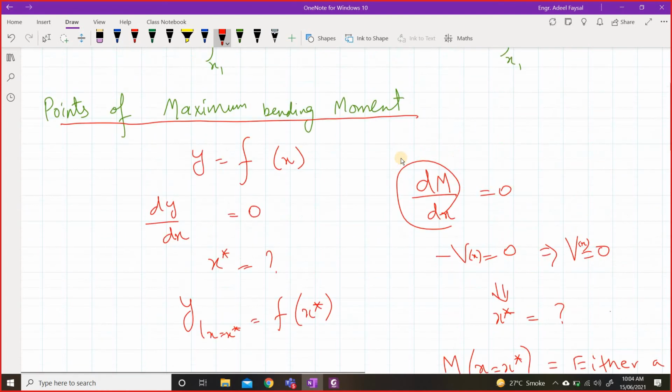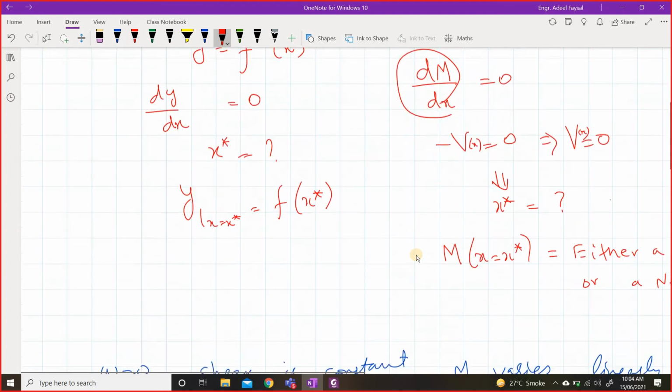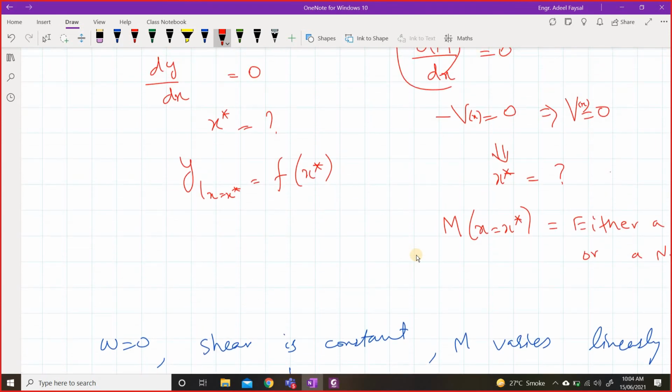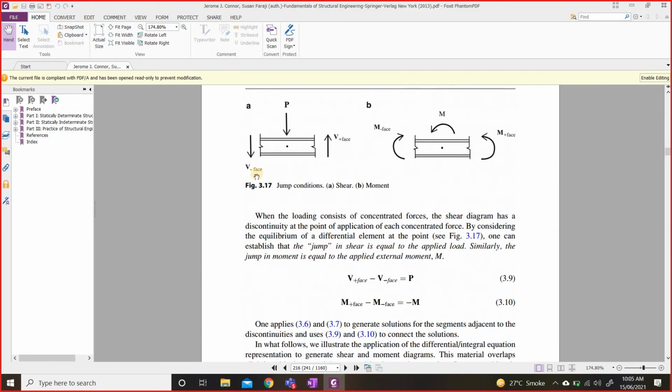So these were the equations if load is uniformly distributed. If load is uniformly distributed, then you can use these equations. But if we have a situation like this, if we have a concentrated load or a couple acting, how do you handle them? How do you find a change in shear in that case?